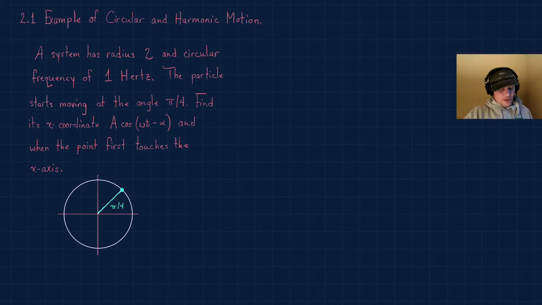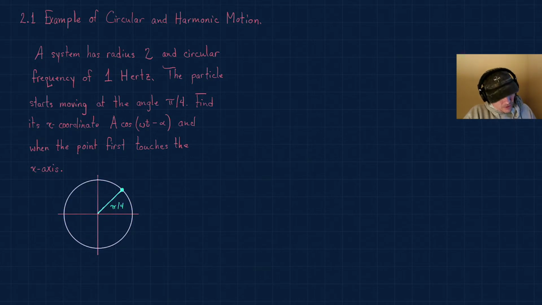So the question then is first to remember that the x-coordinate of a circular motion is represented by cosine, and the y values are represented by the sine function. So what we're going to do is just represent the x part of the circular motion as harmonic motion, cosine omega t.